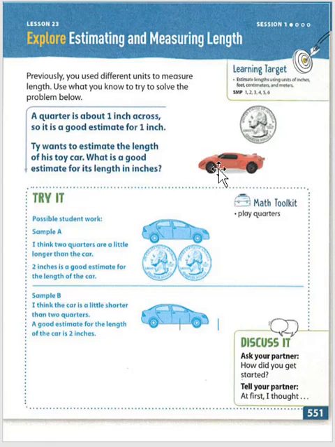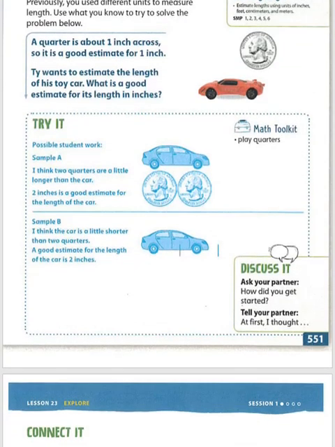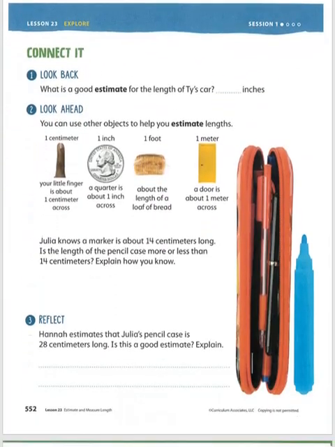So here's his toy car. See? If we used a quarter, we could put a quarter here and a quarter here. You could draw it. I think 2 quarters are a little longer than the car. 2 inches is a good estimate for the length of the car. Draw it, or don't draw it, pause the movie, whatever you want to do. But do you see he's saying this is about 1 inch? How many 1 inches is the same as my car? 2 of them. Okay? Next page, we're on 552.